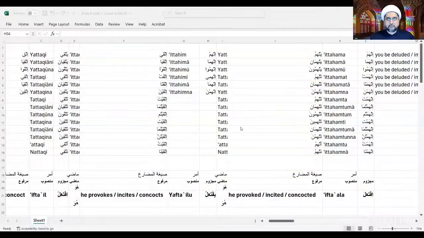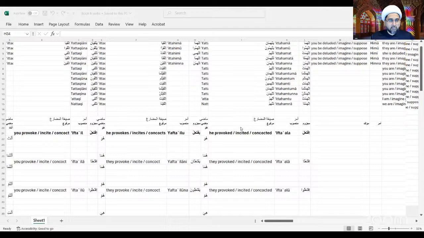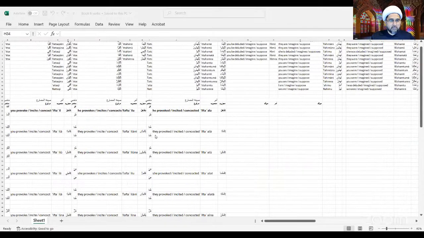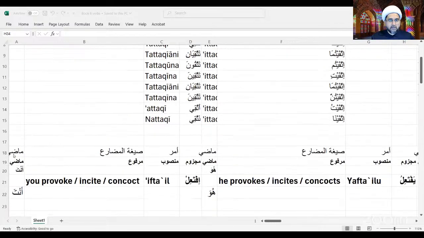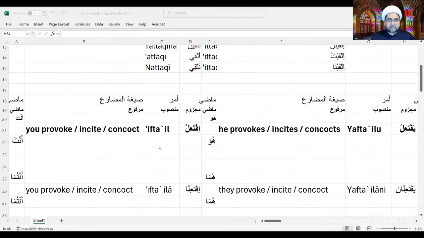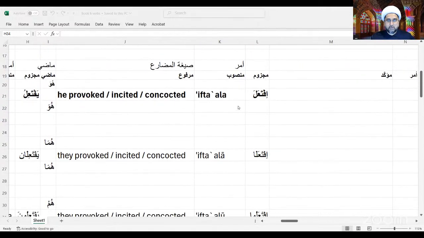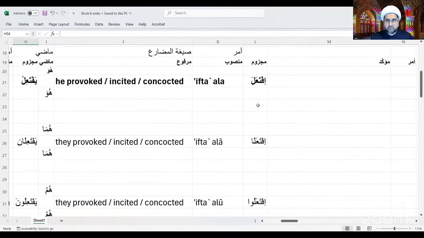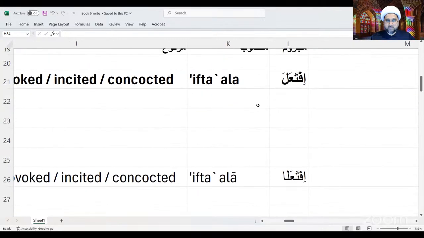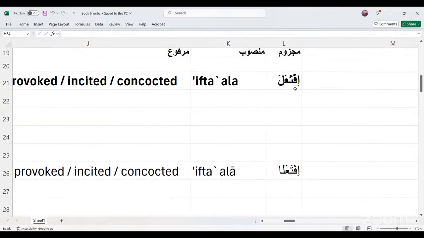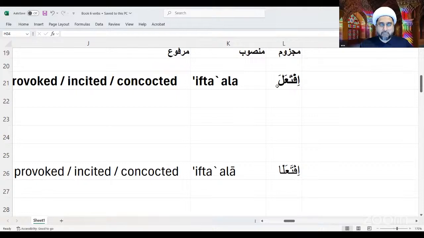Now, there was a verb which we did in our lessons, which was on a pattern of... let me show you here. The past tense pattern was ifta'ala. Can everyone see this on the screen? Now the past tense pattern was ifta'ala.